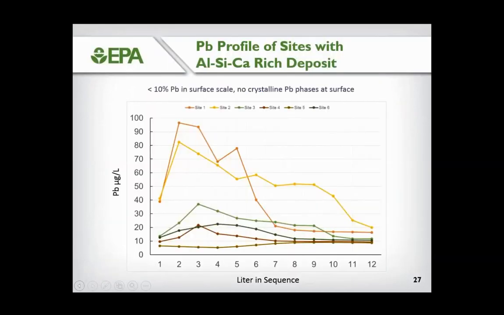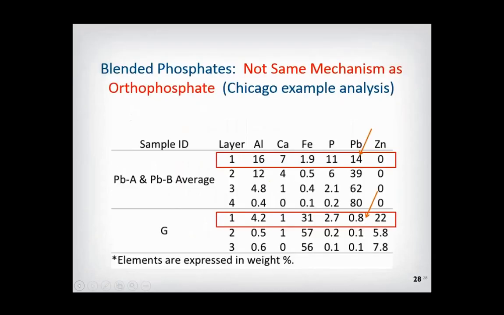This is an example of some profiles that were taken from a water system that has a surface deposit that's actually got less than 10% lead in it. There are no crystalline lead phases, but it's very rich in aluminum, silicon, and calcium. And you can see that there are pretty high lead levels in contact with the service lines and even the premise plumbing in this kind of scale. So it's not sufficiently protective, even though it doesn't have very much lead in it.